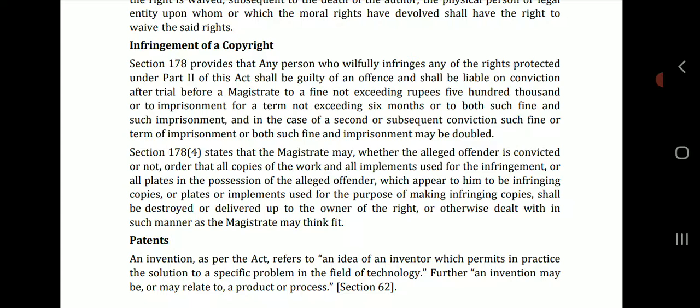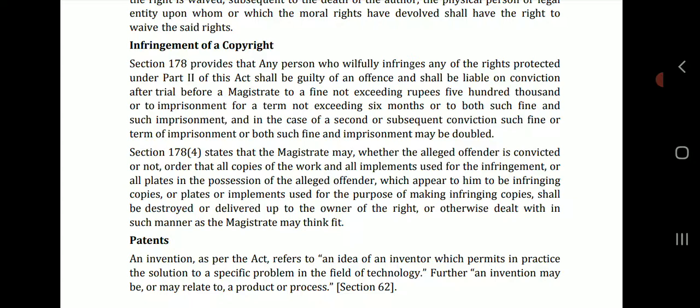So subsection 4 says that the magistrate may, whether the alleged offender is convicted or not, order that copies of the work in the possession of the alleged offender which appear to be infringing copies, or plates and implements used for the purpose of making infringing copies, shall be destroyed or delivered to the owner of the rights, as the magistrate may think fit.